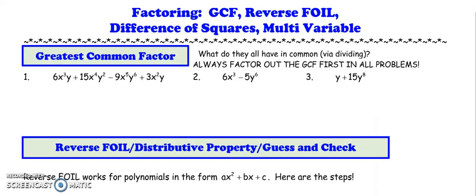So looking at this, you want to find out what they all have in common via dividing, and always factor out the GCF first in every single problem that you do. So 6, 15, 9, and 3. Biggest number that divides into all of those will be a 3.